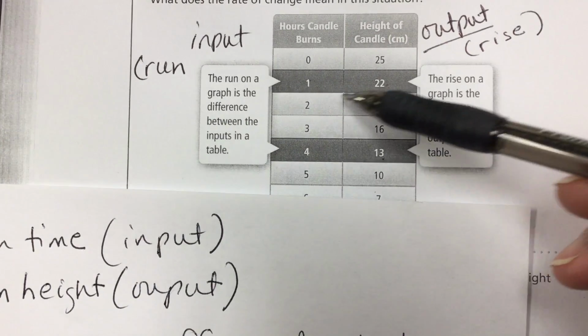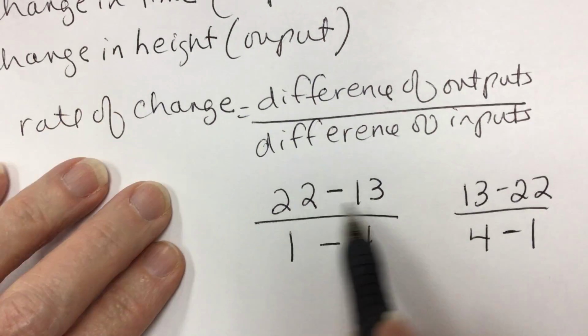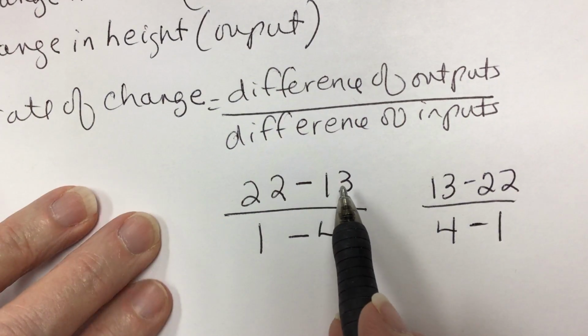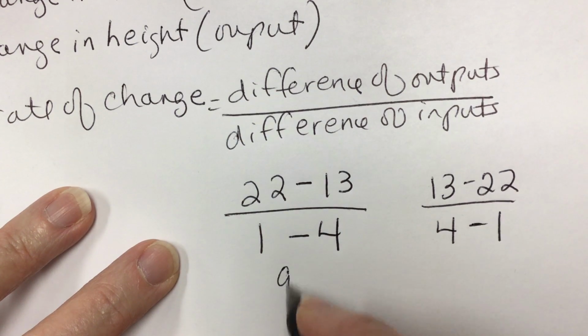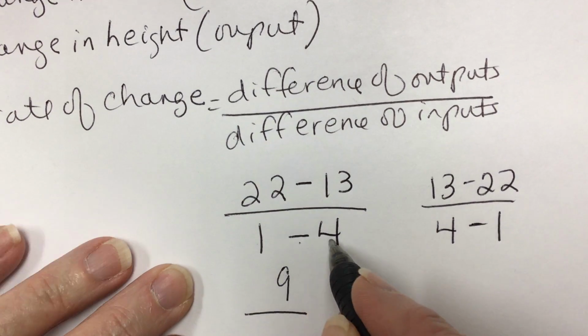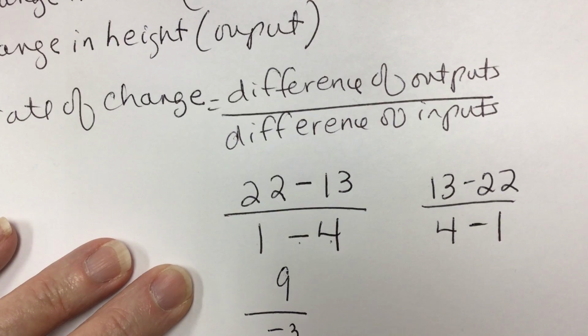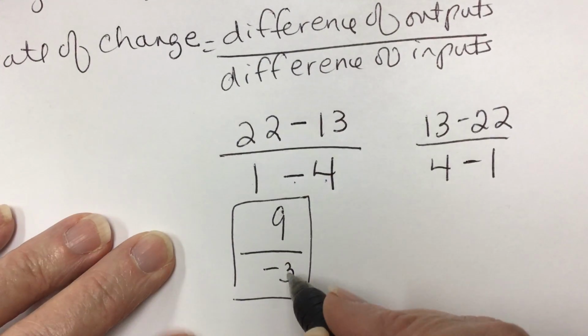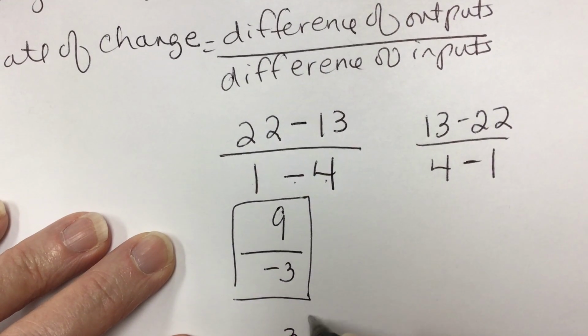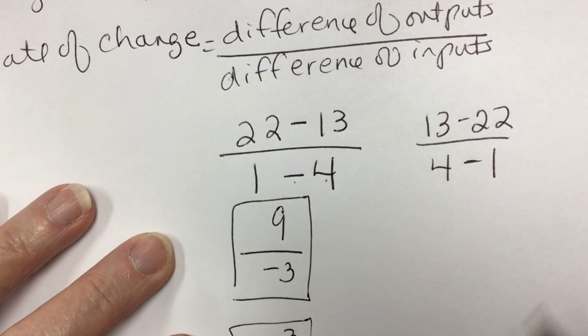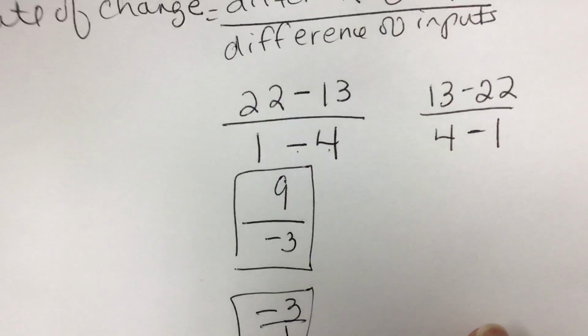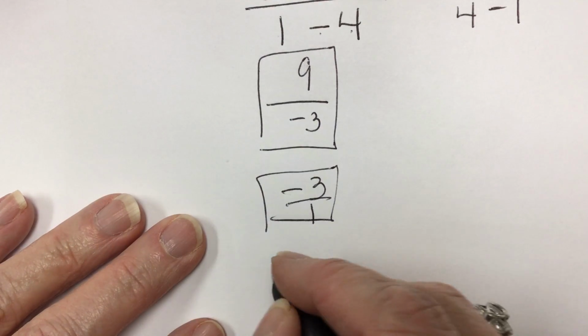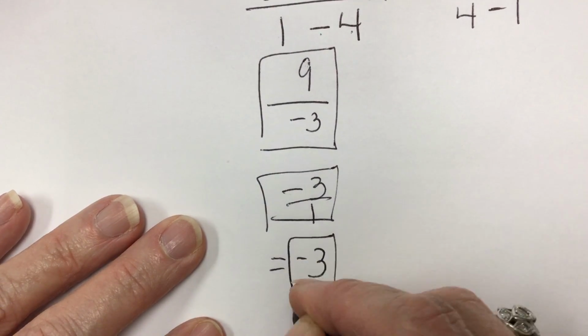So, we need to subtract these. 22 minus 13 gives you 9. 1 minus 4 is negative 3. When you divide 9 divided by negative 3, you end up with negative 3. Okay? And that's negative 3 over 1. And negative 3 over 1 is negative 3.